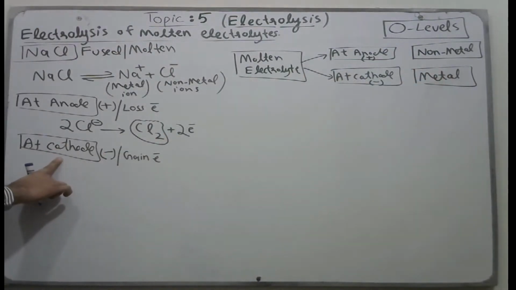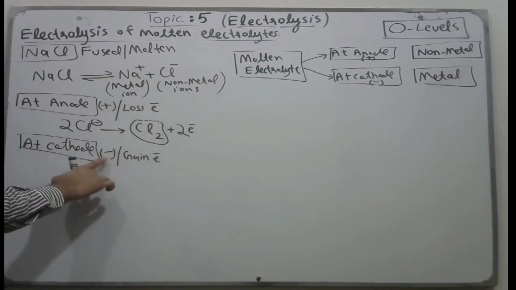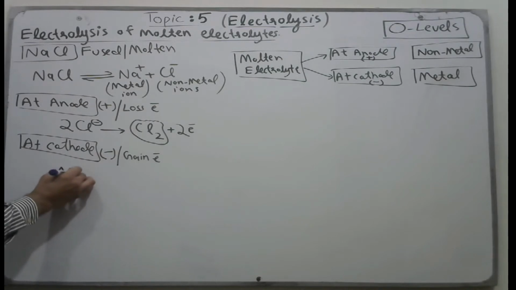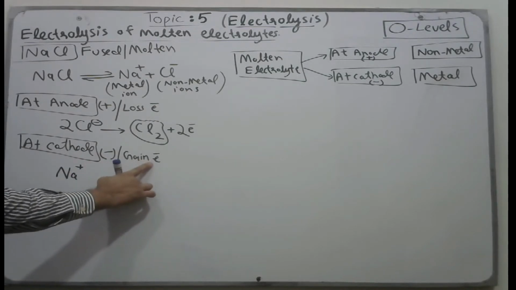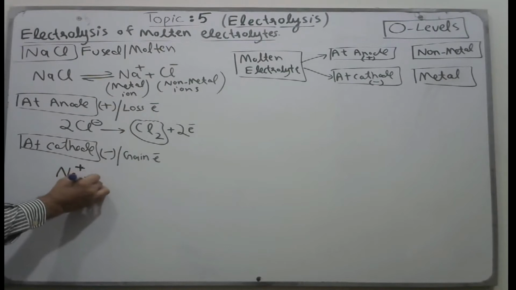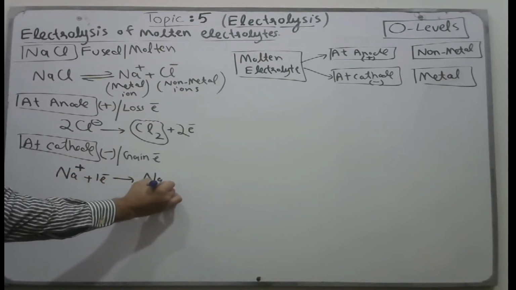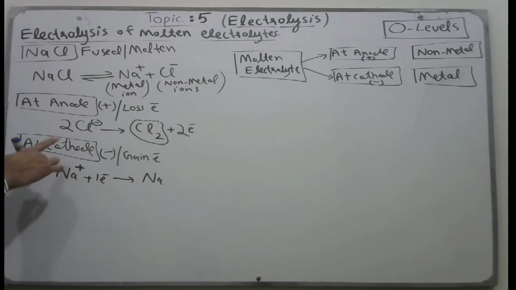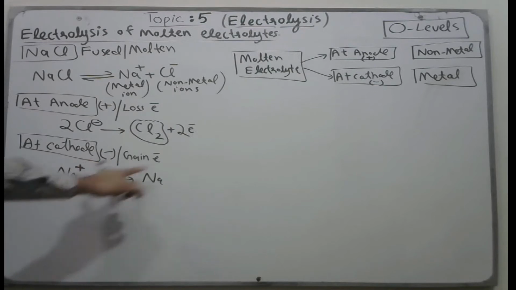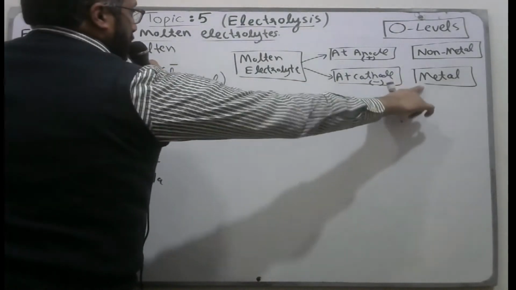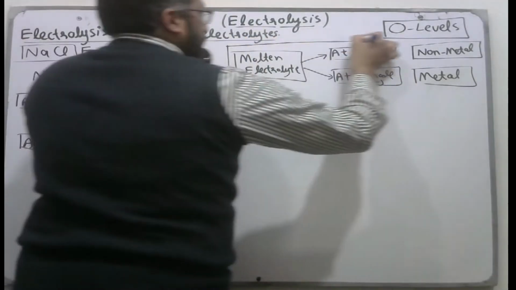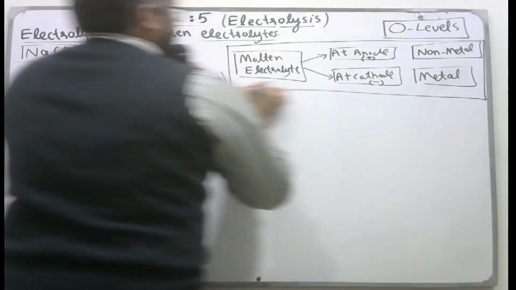And at the cathode, the positive ion moves to the cathode where it gains an electron to form a neutral atom, sodium metal. So this is the reaction at the cathode and metals are always formed at the cathode. Look at that. At the cathode metal is formed. So this is your short trick to learn this for all kinds of reactions.